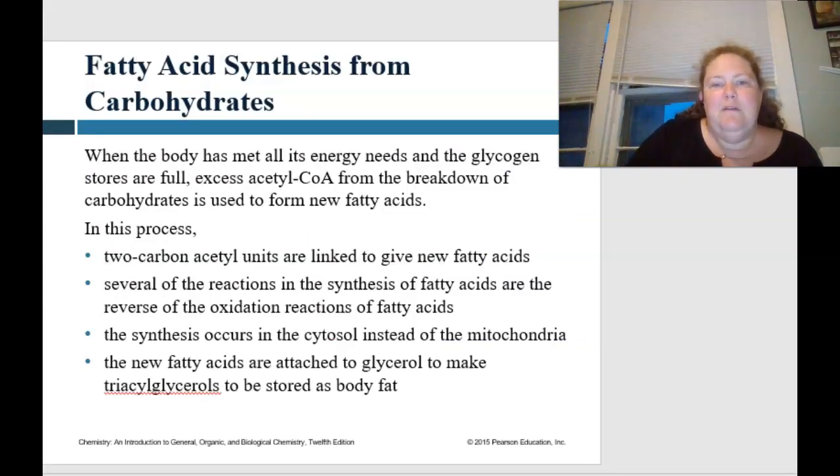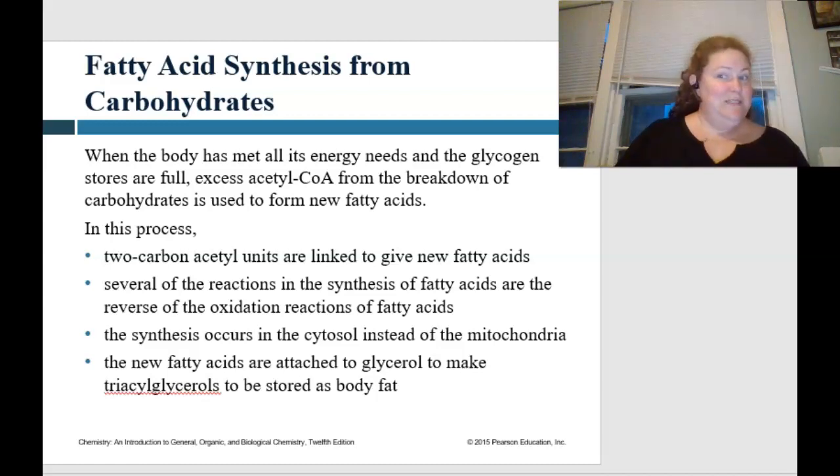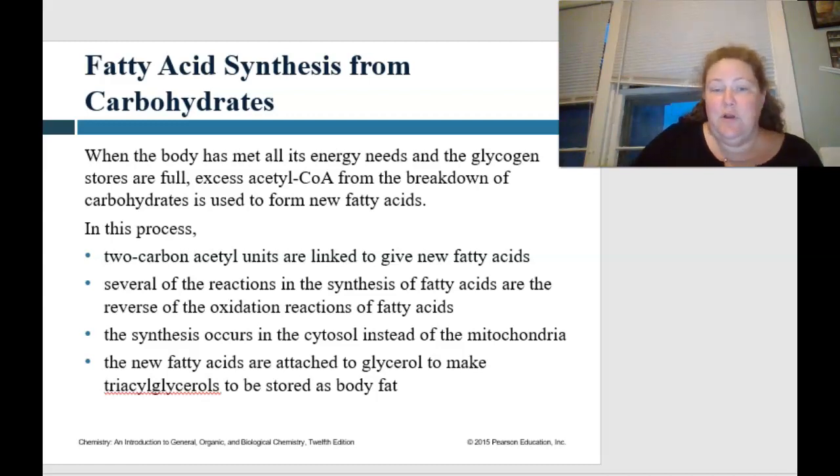So how do we make fats from carbohydrates then for storage? When the body has met all of its energy needs and the glycogen stores are full, then extra acetyl-CoA from the breakdown of carbs or sugars is going to be used to form new fats. So this would be like your lovely love handle that will never go away.